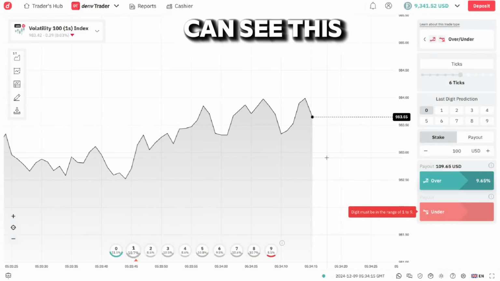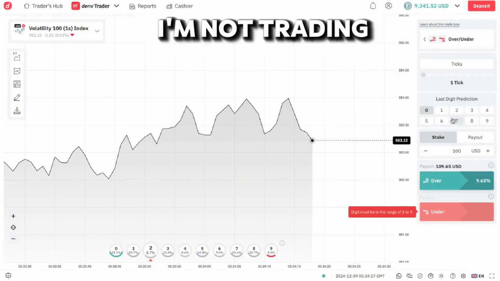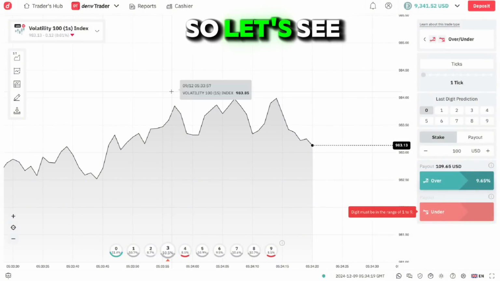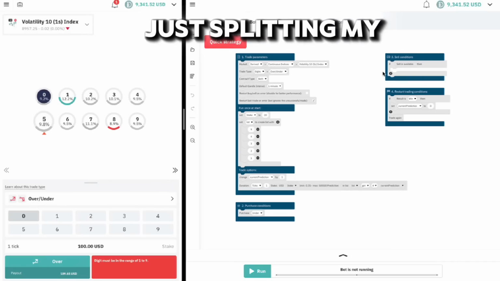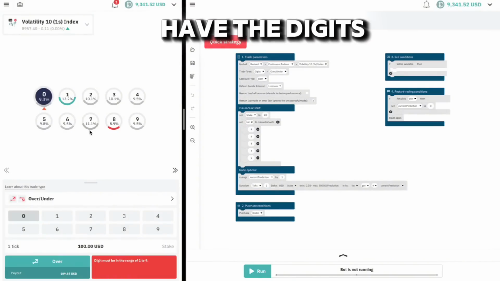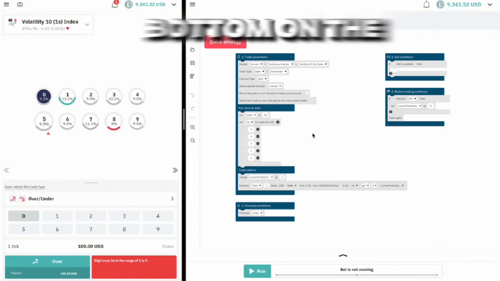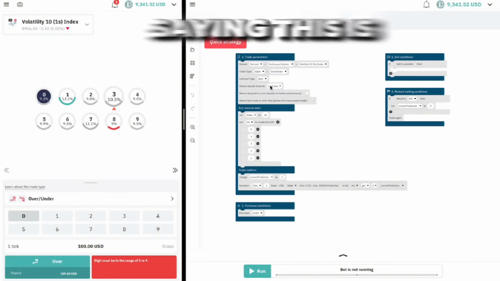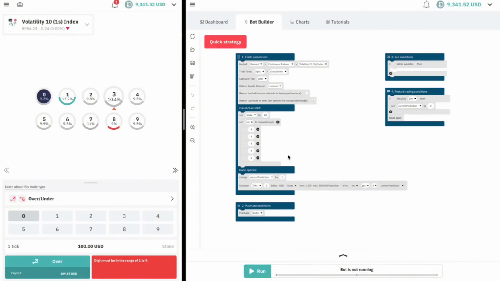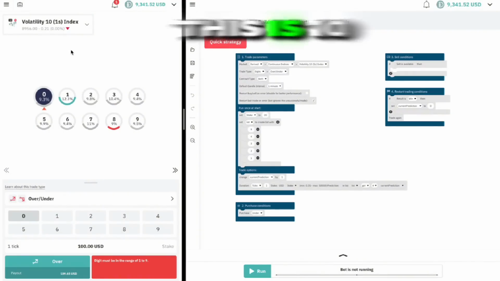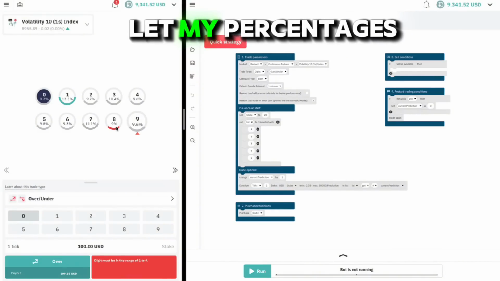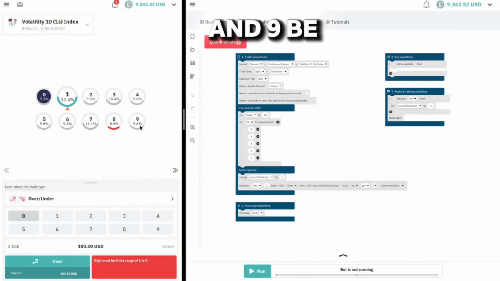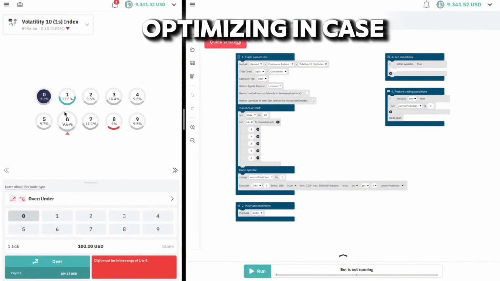So as you can see, I'm not trading here. This is the Volatility 100 (1s) index, 10 1s. I was just splitting my screen so that we have the digits on the left and then the bot on the right. As I'm saying, this is under 9. If I have to trade under 9, let my percentages, that is 8 and 9, be so low, because we are optimizing in case of a loss.